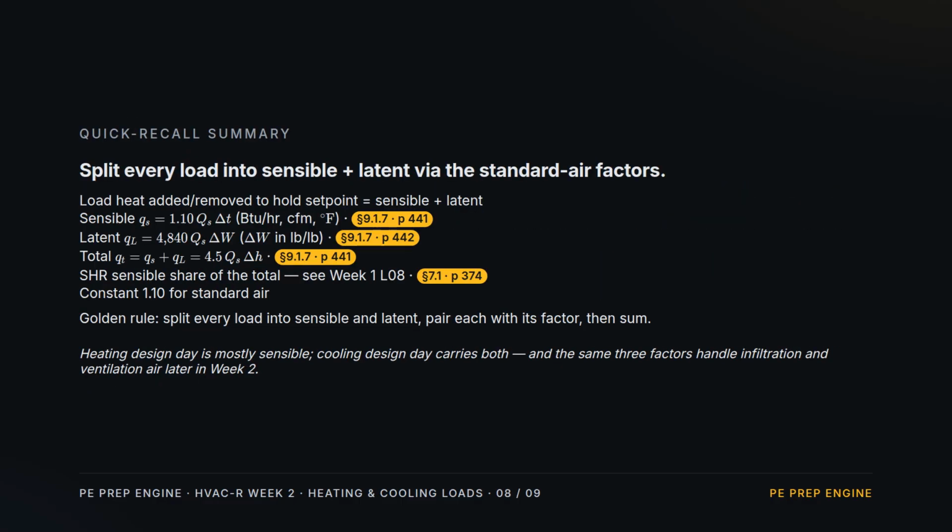Quick recall. A load is heat added or removed to hold set point, and it splits into sensible and latent. Sensible is 1.1 times flow times temperature change. Latent is 4,840 times flow times moisture change. Total is their sum, or 4.5 times flow times enthalpy change. The sensible heat ratio is sensible over total. The Week 1, Lesson 8 topic.